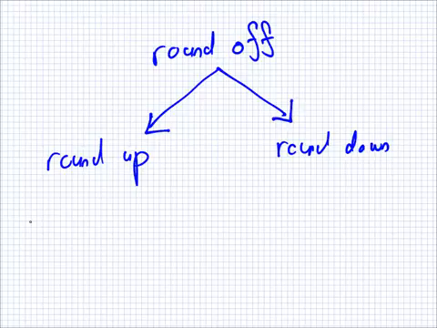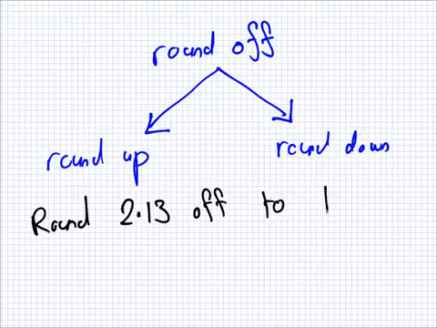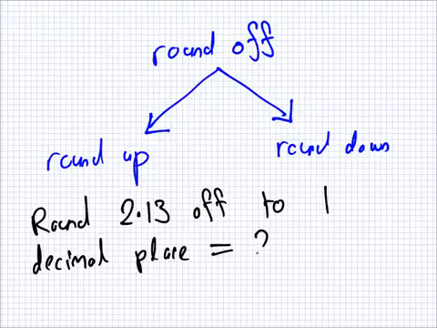So, for example, I could say round 2.13 off to 1 decimal place. What would that be? That would be 2.1.